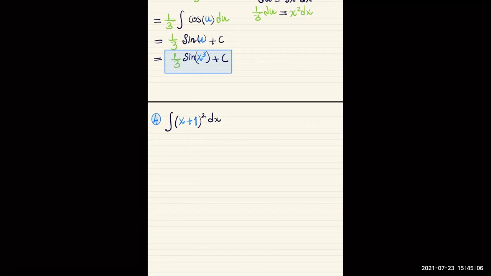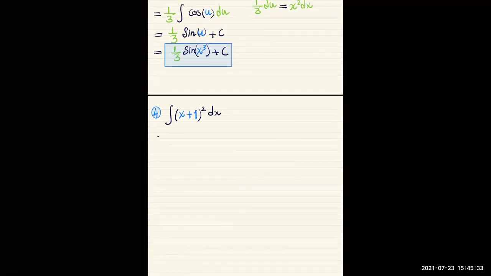How would you approach this problem if you didn't know the substitution rule? Anybody? We have to expand it first. Yes. Yeah. If they ask you this question in the last section, you would just square x plus 1 and do the antiderivative term by term. Well, you can do that. Let's do it that way.